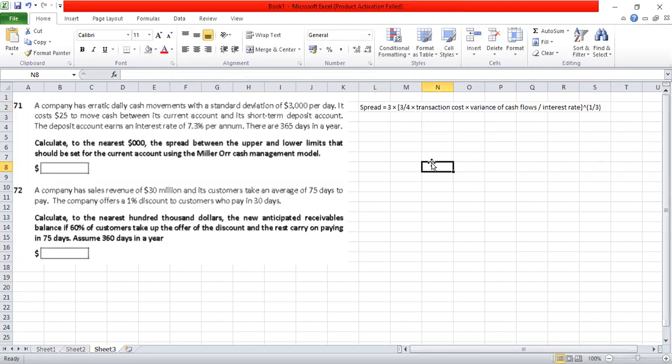Spread is equal to 3 into, in bracket, 3 by 4 into transaction cost into variance of cash flow, the entire thing divided by interest rate. The fraction whole is raised to the power of 1 by 3.